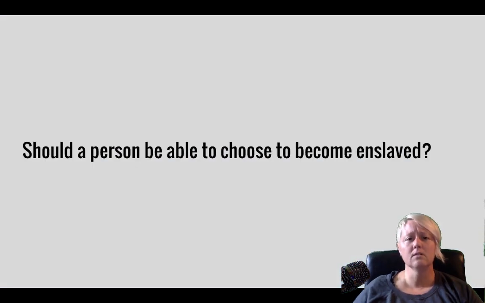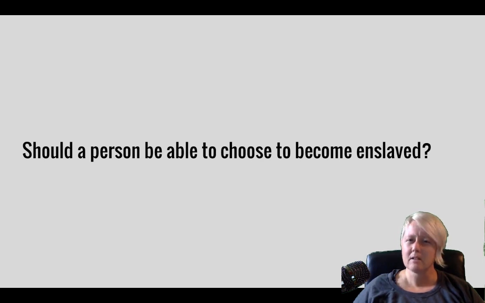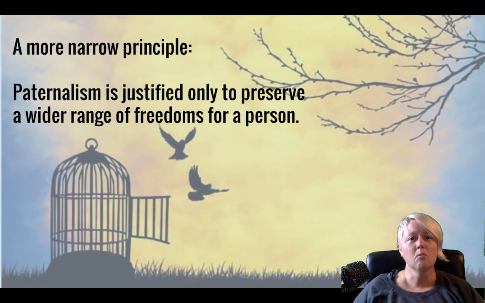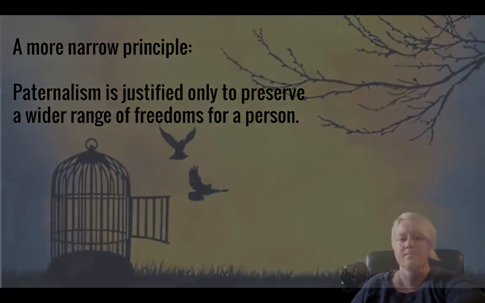So let's look at this argument in a different way. Is it moral for a person to choose to become enslaved? That is, can a person choose to give up their capacity for choice? According to Mill, the principle of freedom cannot require that one is free to not be free. But Dworkin suggests a more narrow principle, that paternalism is justified only if that overriding of someone's choice actually opens up a wider range of freedoms for that person. Overriding someone's choice in order to preserve their future autonomy is a justified use of paternalism.